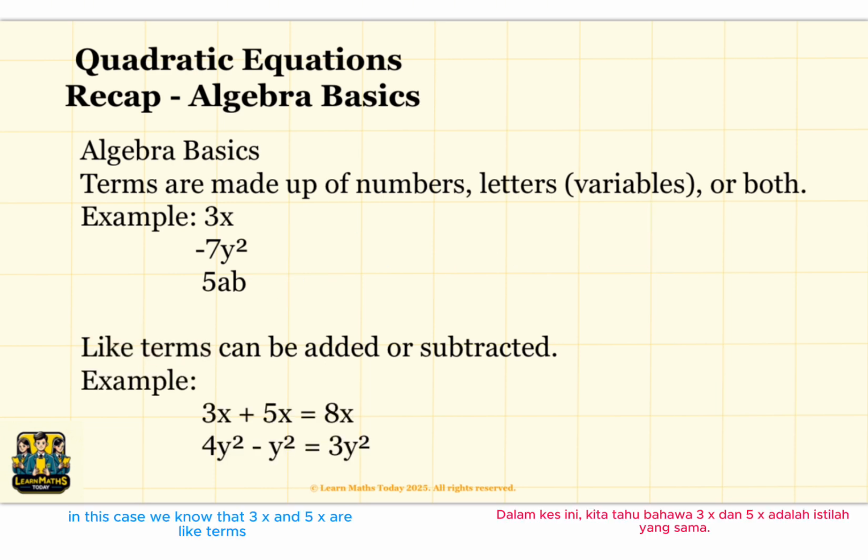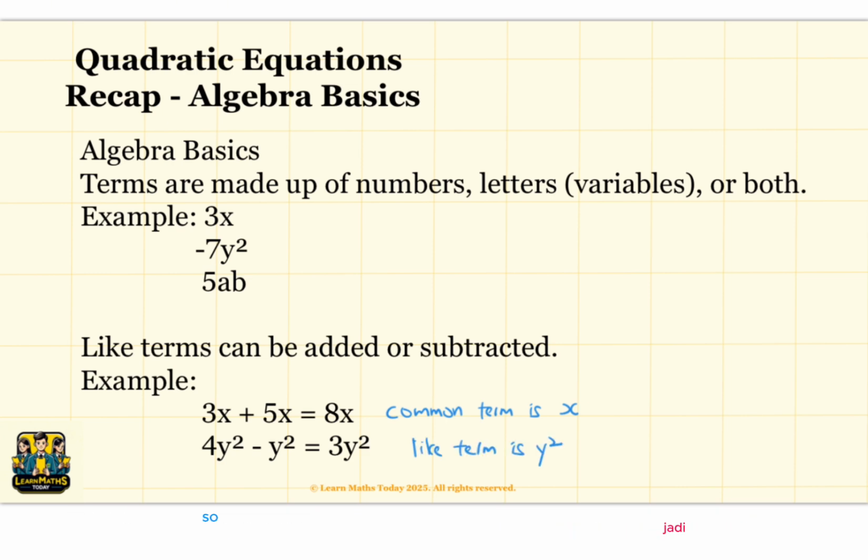In this case, we know that 3x and 5x are like terms. We can add them to become 8x. And 4y squared and y squared are like terms. So we can subtract y squared from 4y squared to give you 3y squared. Remember that you can only combine like terms. You cannot add 3x and 4y squared because they're completely different.